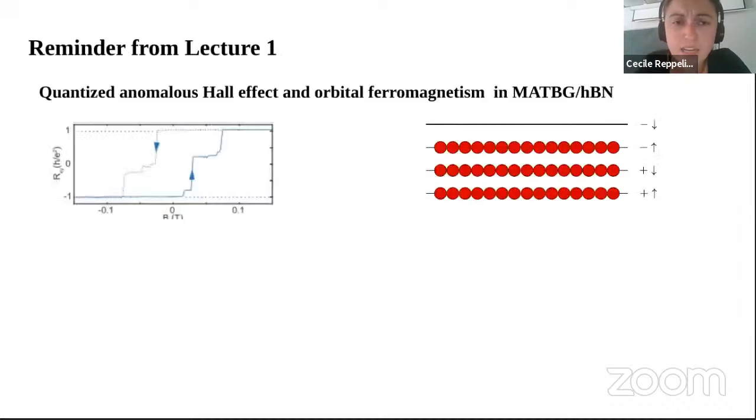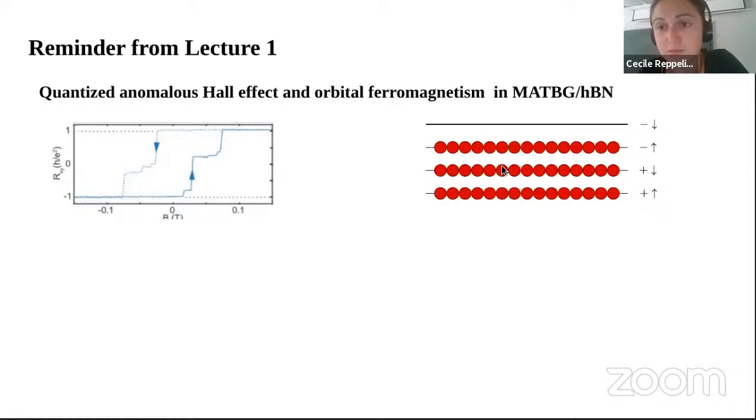So first, a little reminder. Yesterday, we saw that quantized anomalous Hall effect and orbital ferromagnetism had been observed in magic angle twisted bilayer graphene aligned with hexagonal boron nitride at filling 3 of the conduction bands, which corresponds to this situation where this is the schematic representation of the conduction band in this system.